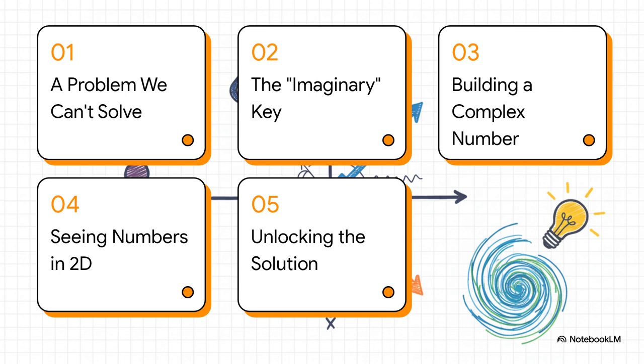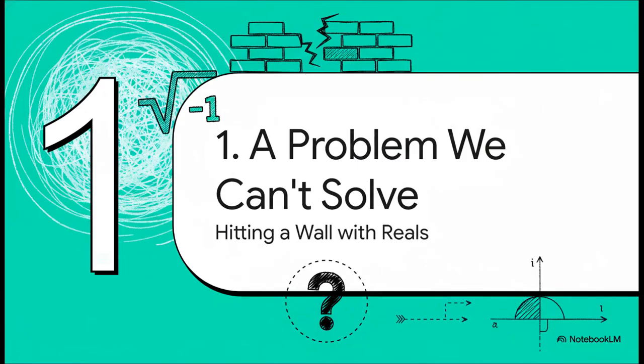First, we'll look at exactly why this problem is such a brick wall. Then, we'll introduce the brilliant, kind of crazy, imaginary key that lets us smash right through it. From there, we'll learn how to build a whole new type of number, see what these numbers actually look like, and then finally, we'll circle all the way back to unlock the solution to that first problem. First up, let's talk about hitting that wall with the numbers we all know and love, the real numbers.